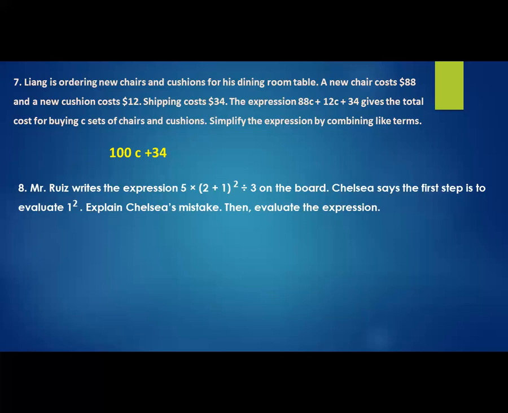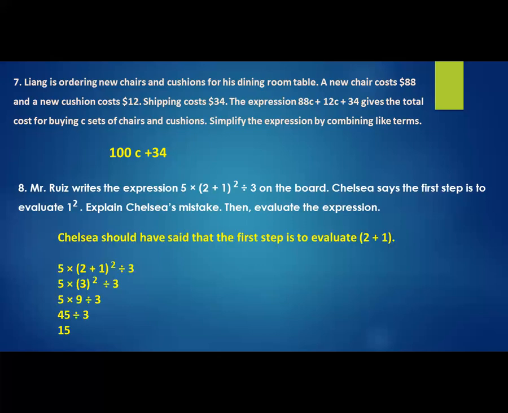What is Chelsea's mistake? She is just finding the second power of 1, which is wrong. First, you have to simplify the parenthesis. So you will do 2 plus 1, which is 3. Then you will square 3, or 3 times 3, which is 9. So 5 times 9 divided by 3. So 5 times 9, then you will do the multiplication. 45 divided by 3 is 15.